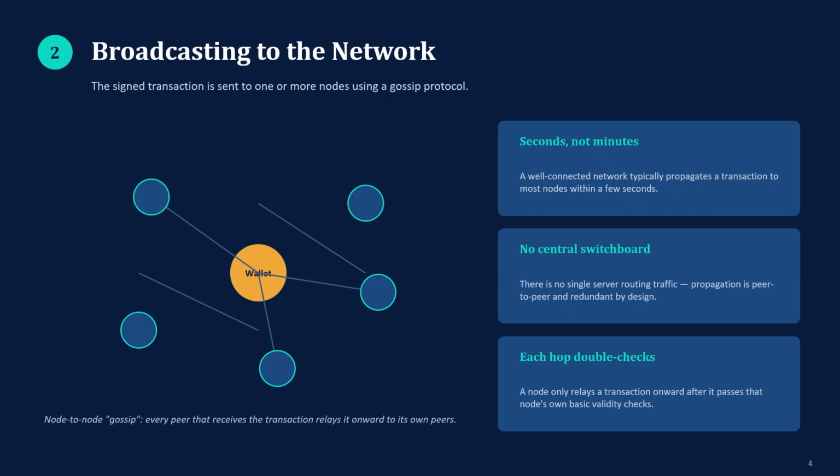Three things worth remembering in this broadcasting to the network. There is no central switchboard directing this traffic. It's peer to peer and deliberately redundant. It's typically fast. A well connected network reaches most nodes within a few seconds, and every hop double checks. A node only relays the transaction onward once it has passed that node's own basic validity checks.